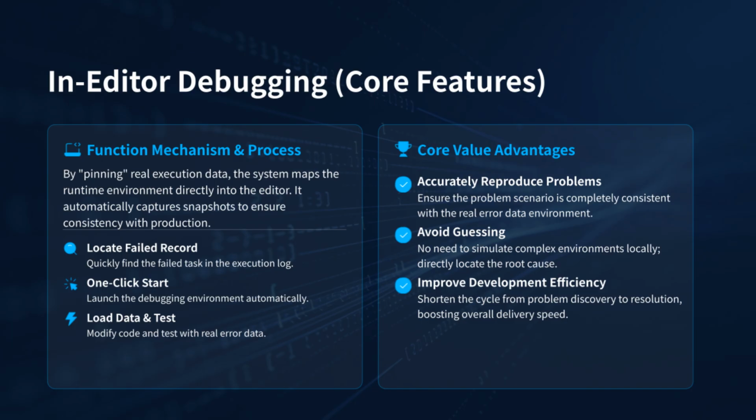One-click debug start: n8n automatically launches a debugging environment and loads the real error data into the editor. Load data and test: modify the node configuration or logic, then test it with the exact data that caused the error. The best part? It pins the real runtime data to the editor, ensuring the problem scenario is 100% the same as in production. No more "it works in testing but not in real life." You fix the actual error, not a simulated one. This can cut your debugging time in half.